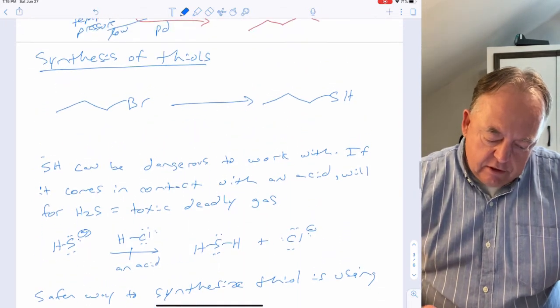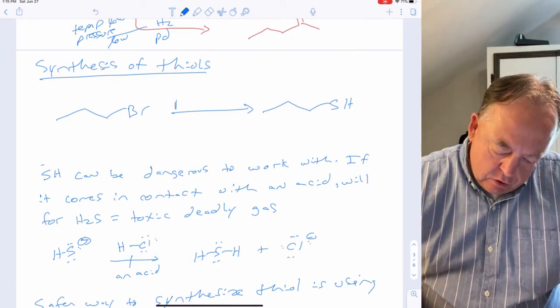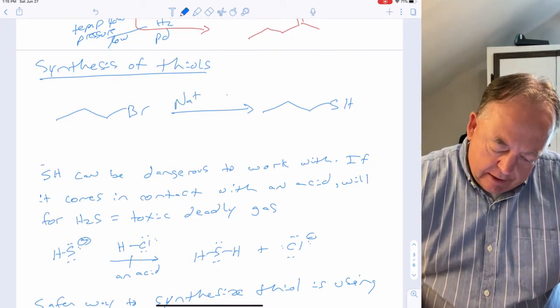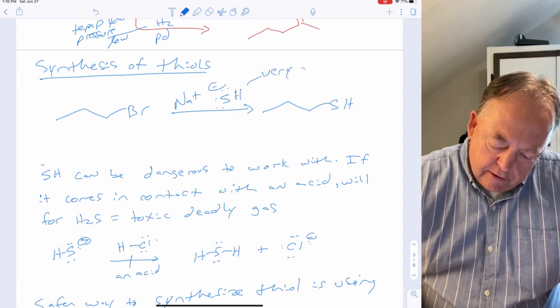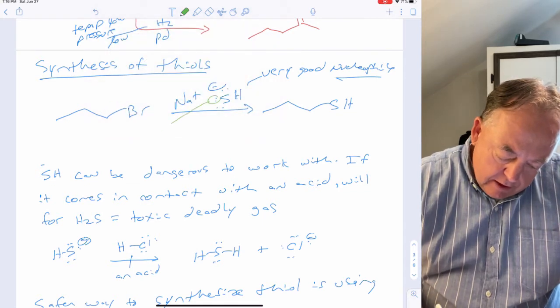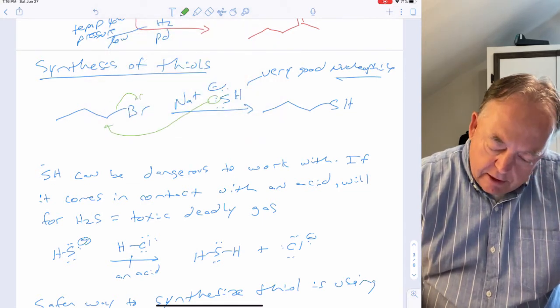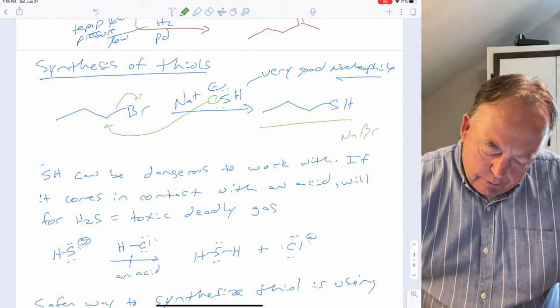Okay, so if we want to synthesize thiols, then one way to do that would just be an SN2 reaction, like Na+ and SH-. We covered this in chapter 6, that this is a very good nucleophile. So this can do an SN2, take a lone pair of electrons on sulfur, make a bond to carbon, kick off bromine, and you've got the thiol, right? And sodium bromide side product.